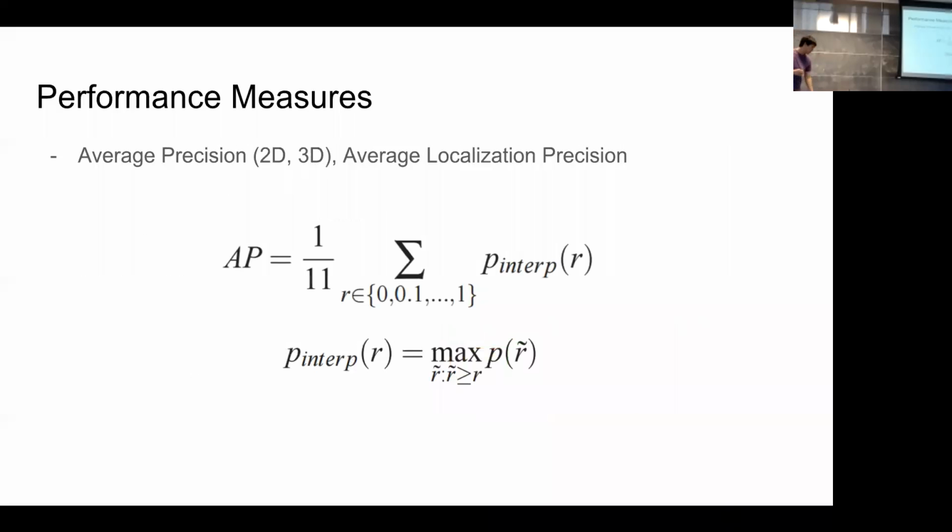Another very popular measure we use is average precision. When we calculate average precision, what we do is interpolate the precision by taking the max precision at various different recalls.